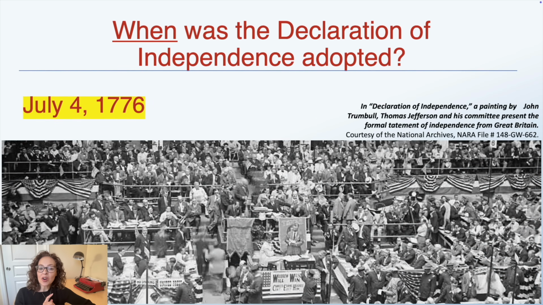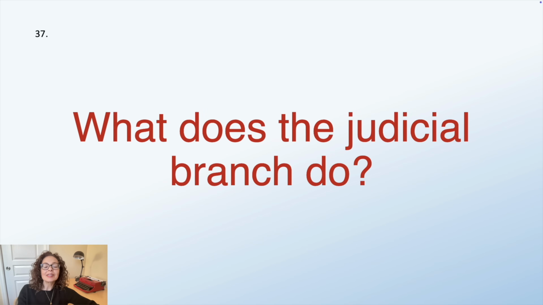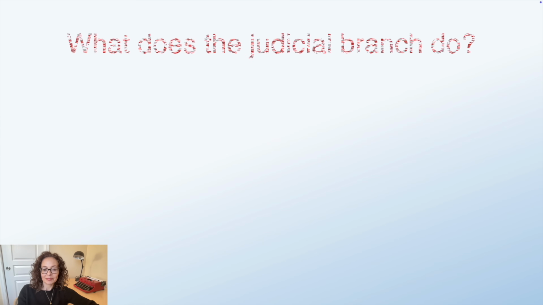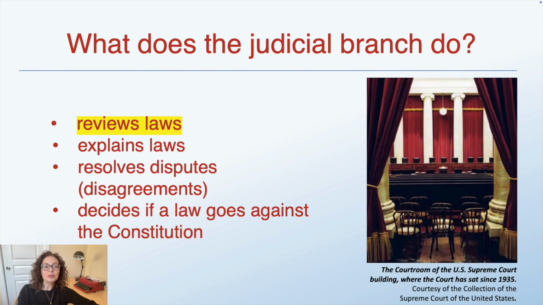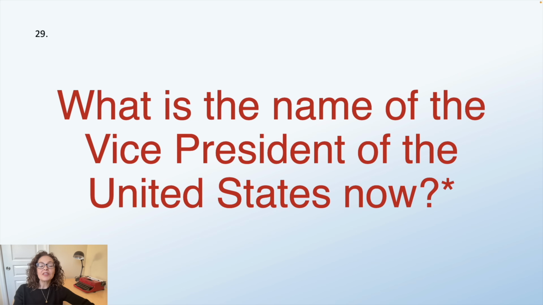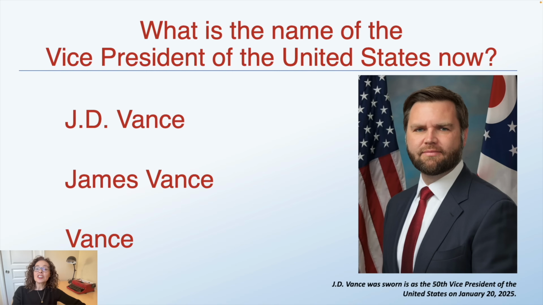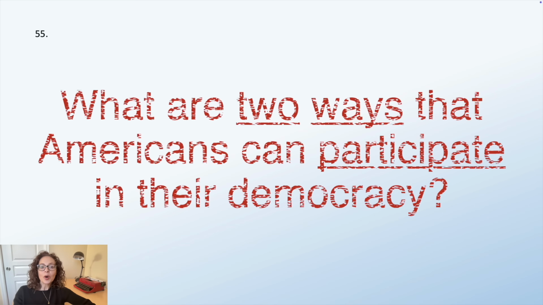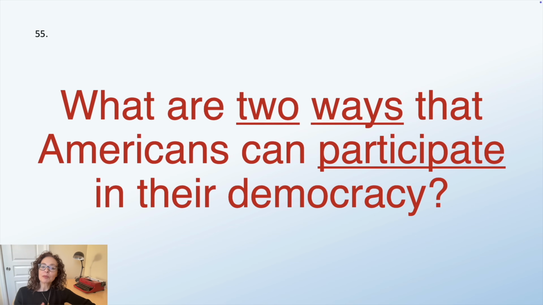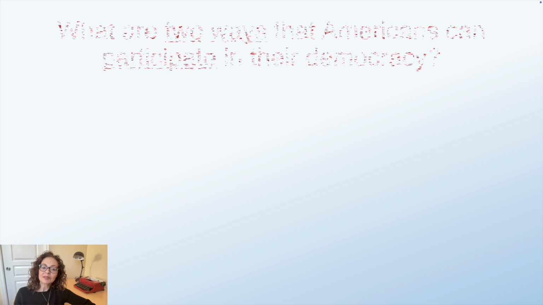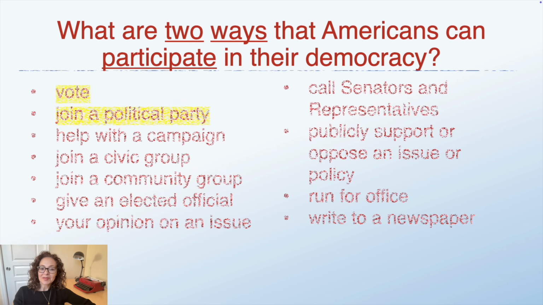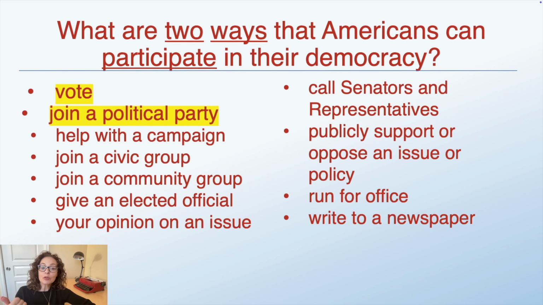When was the Declaration of Independence adopted? That was July 4th, 1776. What does the judicial branch do? The judicial branch reviews laws. What is the name of the Vice President of the United States now? That is J.D. Vance. What are 2 ways that Americans can participate in their democracy? 2 ways you can participate. You can vote. You can join a political party.